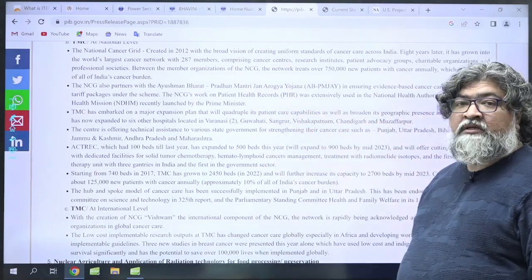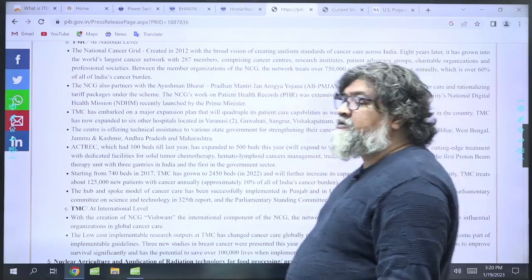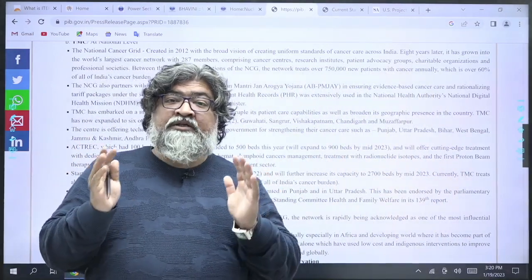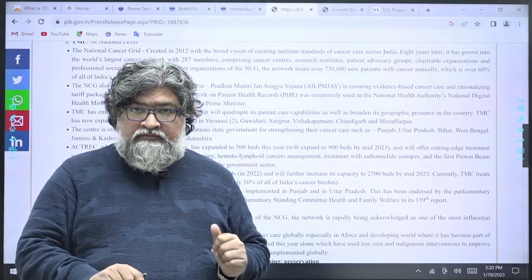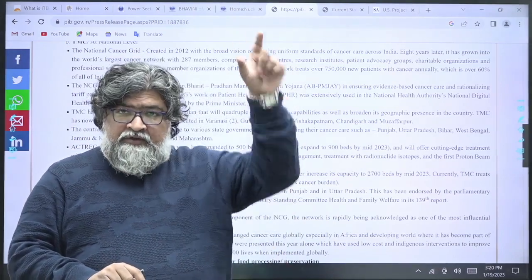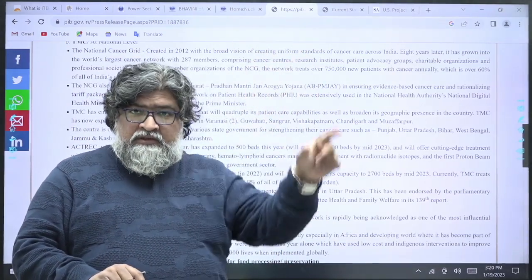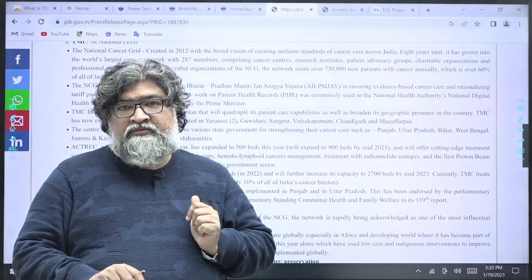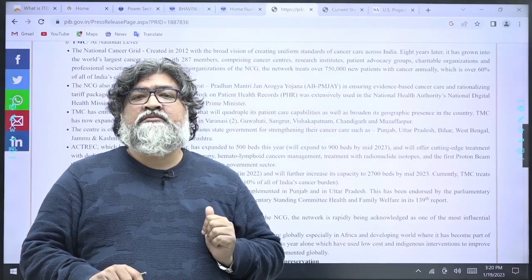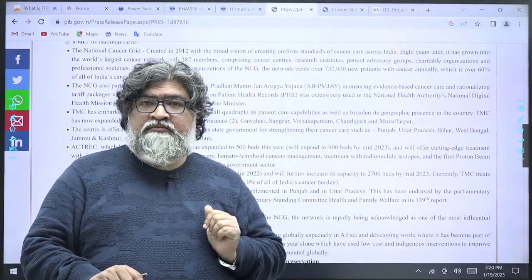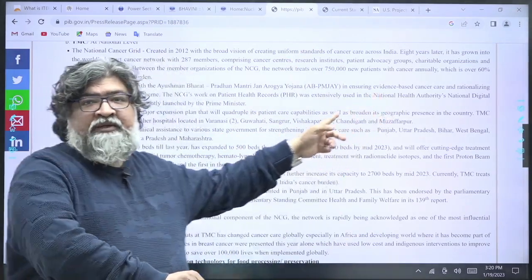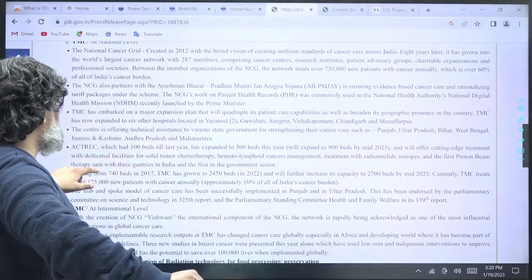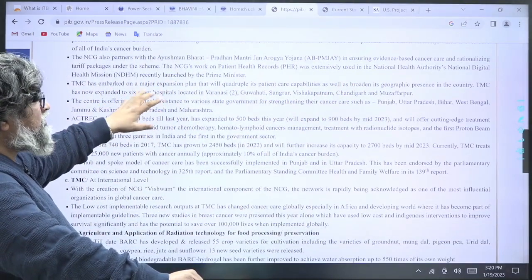National Health Mission, Digital Health Mission. We have now created a database, the National Digital Health Mission, where we have a database of different diseases and the number of people suffering from them. All the records. Even cancer has been added there. So that is what is given in the update here. Right? So this becomes very, very important. And expansion is there, quadrupling patient care.